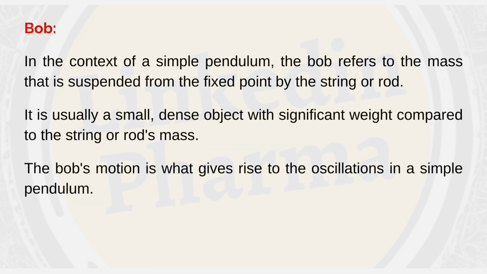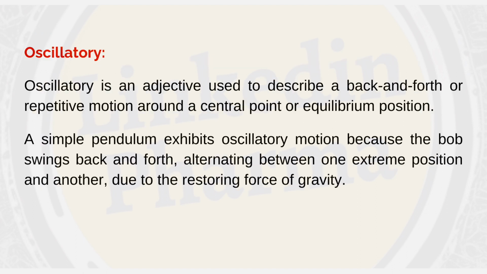Bob. In the context of a simple pendulum, the bob refers to the mass that is suspended from the fixed point by the string or rod. It is usually a small, dense object with significant weight compared to the string or rod's mass. The bob's motion is what gives rise to the oscillations in a simple pendulum.